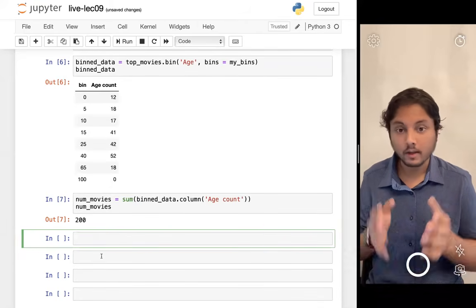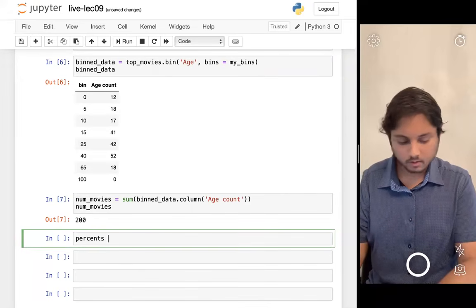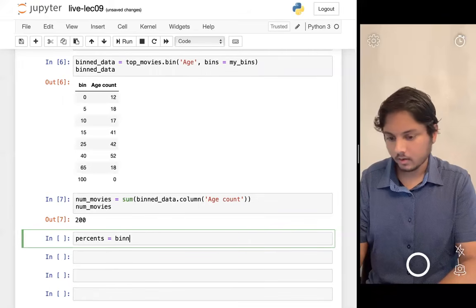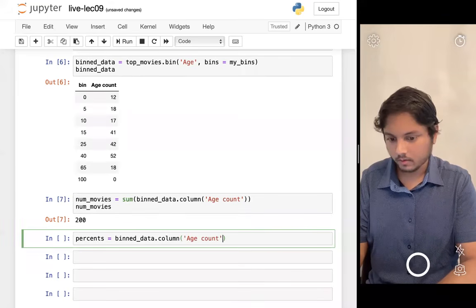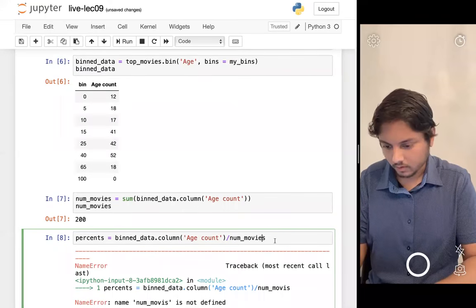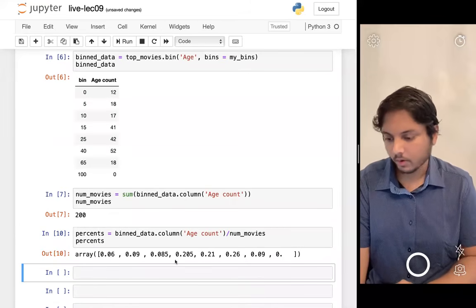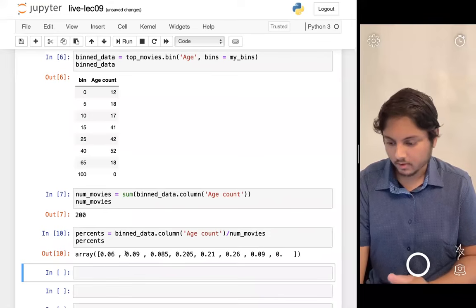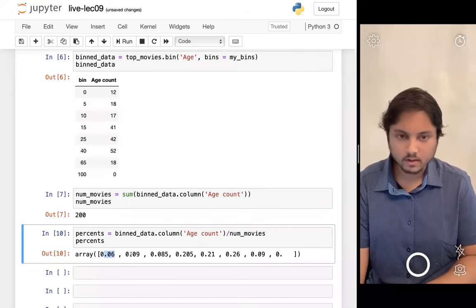And so we said that if we want to know the percent of movies that's in each bin, we just need to take the count and divide by the total count. So let's actually make a new array for this. So we'll say this is called percents, and this is going to be bin data dot column age count divided by num movies. So if we do this and just take a look at this, we get the percents like this. So 0.06, 0.09, 0.085. So 0.06 means 6%, 0.09 means 9%. So basically, the first 0 to 5 bin contains 6% of the movies, the 5 to 10 bin contains 9% of the movies, and so on.